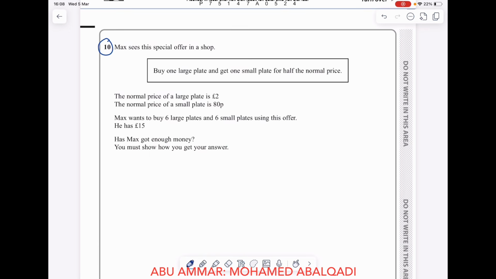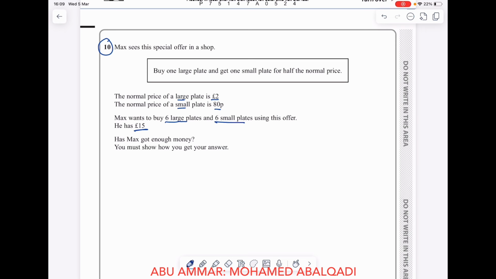In question number 10, it says Max sees this special offer in a shop, and the special offer says buy one large plate and get one small plate for half the normal price. The normal price of a large plate is £2 and the normal price of a small plate is 80 pence. So Max wants to buy 6 large plates and 6 small plates using this offer, and he has only £15. And the question is, has Max got enough money to buy 6 large plates and 6 small plates?